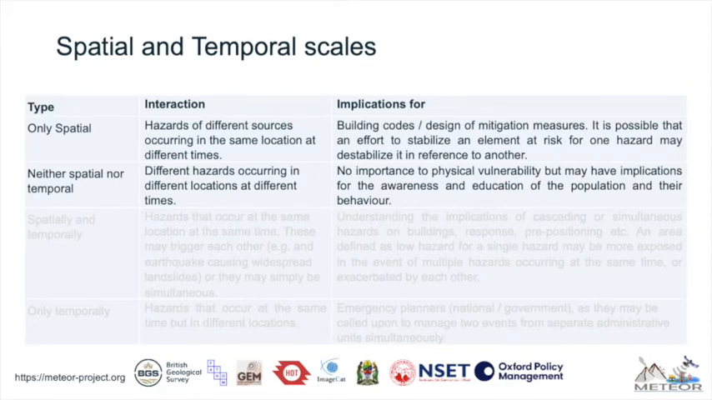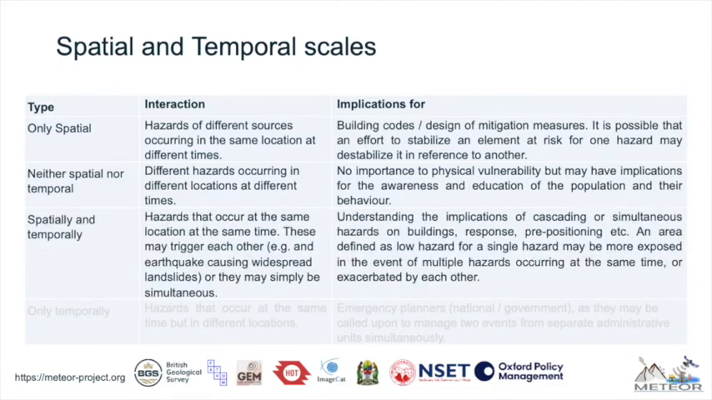If a hazard is neither spatially nor temporally related to another event, then we assume that these must be different hazards, occurring in different locations at different times. This, of course, means that there is no relationship that may affect the physical vulnerability of buildings and/or infrastructure because of these hazards interacting. However, it may be important to consider the implications of this when considering public awareness and education campaigns at a national scale, so that populations can be informed of the hazards most relevant to them and their everyday lives.